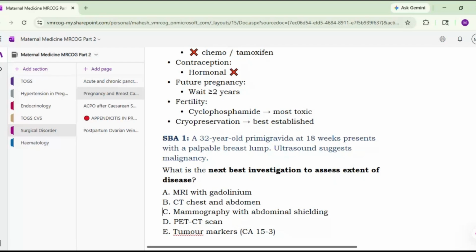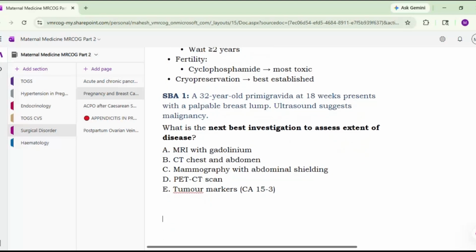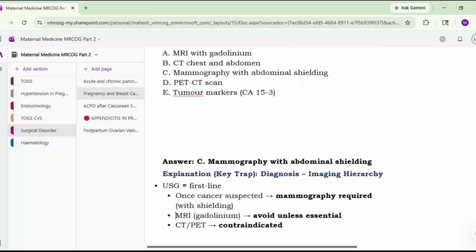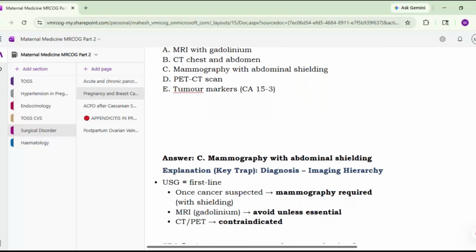Because we are suspecting malignancy here. If there is a suspicion of malignancy, we will have to do mammography. But if there had been an option for core biopsy, we would have selected that. So, mammography with abdominal shielding. The diagnostic imaging hierarchy will be USG first line.